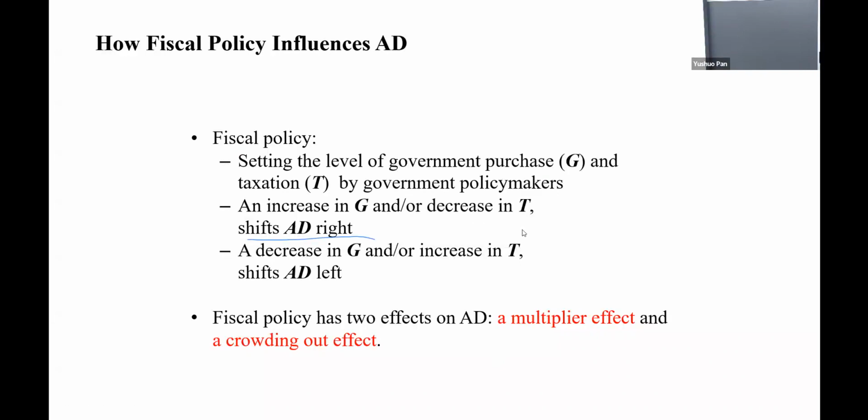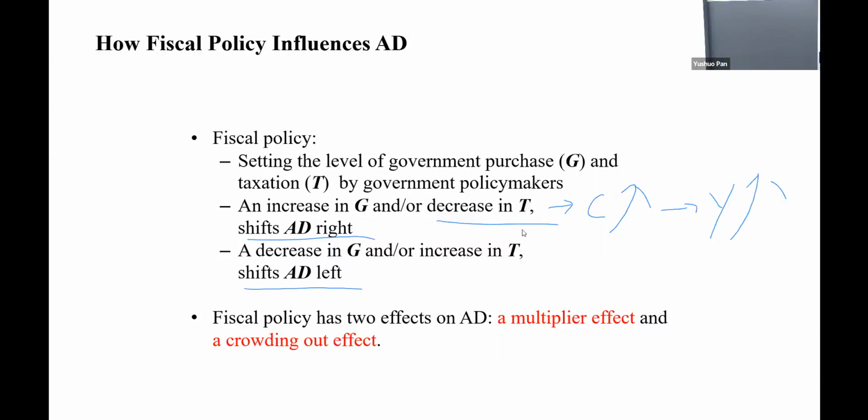Because an increase in G means more spending, right? Or a decrease in T will increase consumption. Both of these will increase Y, so that will shift the aggregate demand curve to the right. And the opposite, a decrease in G or an increase in T, will decrease aggregate demand and shift the AD to the left.